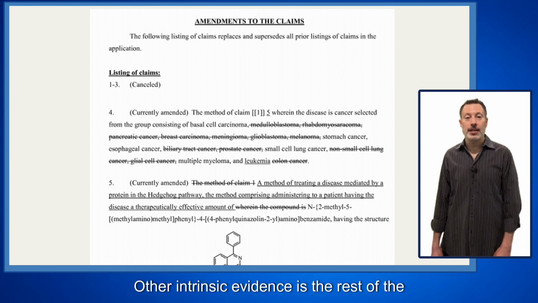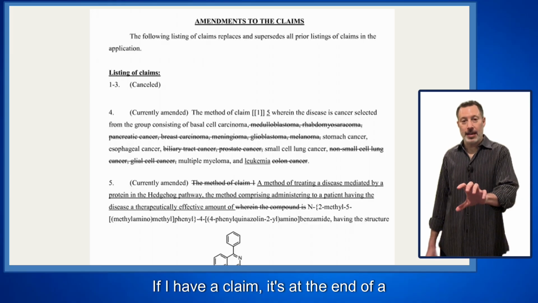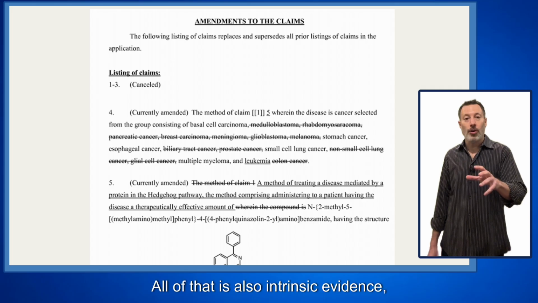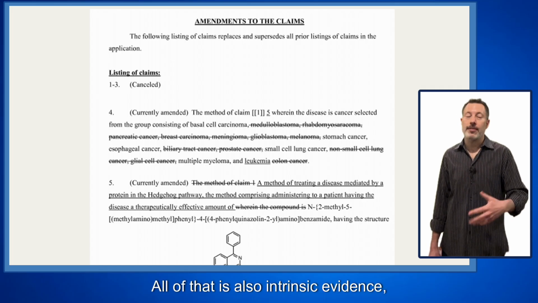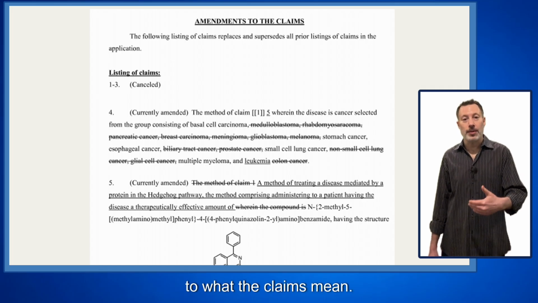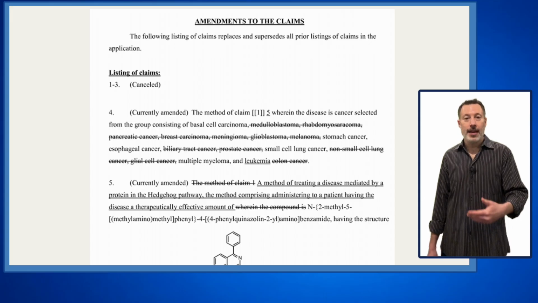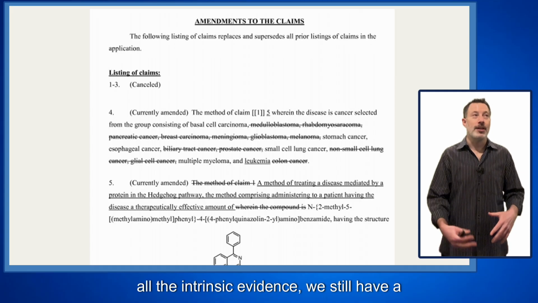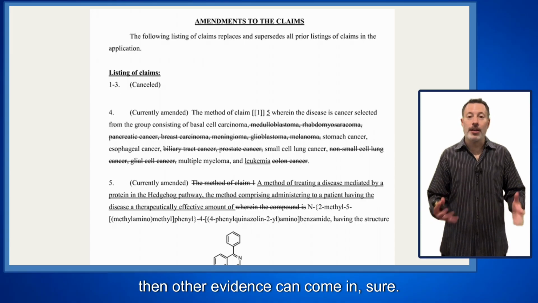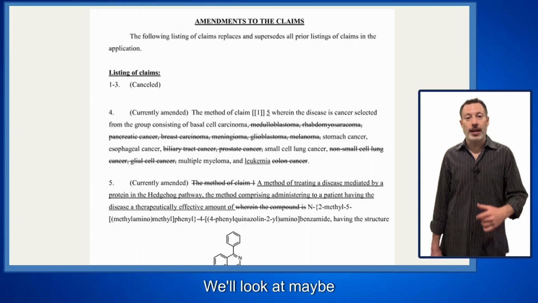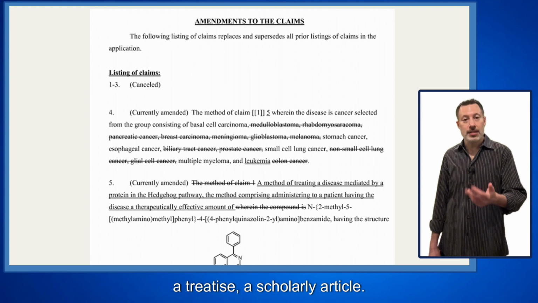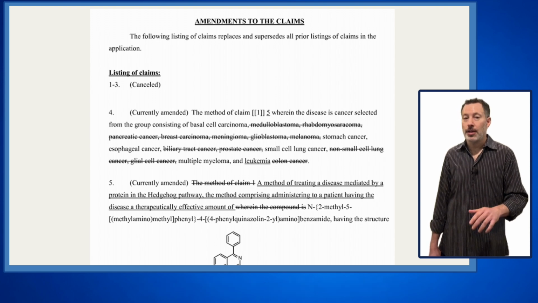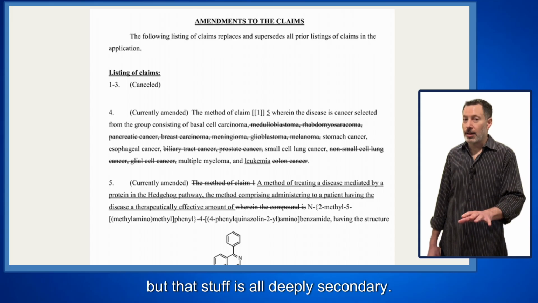Other intrinsic evidence is the rest of the document. If I have a claim, it's at the end of a document that has drawings, that has prose. All of that is also intrinsic evidence, really influential evidence as to what the claims mean. And then if we're in court, for instance, and we're still fighting, we've looked at all the intrinsic evidence, we still have a dispute, then other evidence can come in, sure. We'll look at maybe a treatise, a scholarly article. We'll look at other stuff that might help us understand the claim language. But that stuff is all deeply secondary.